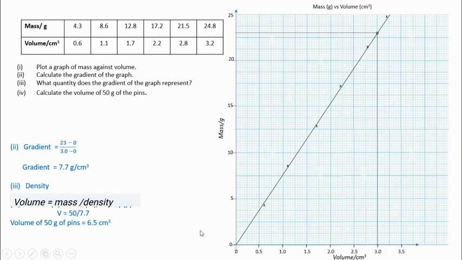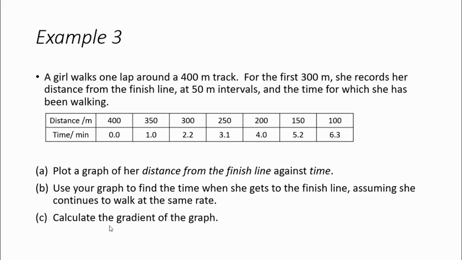Notice the unit again must match the unit that we were using here. We're saying 50 grams divided by 7.7 grams per cm cubed will give us 6.5 cm cubed. And there is one more example that you can try.